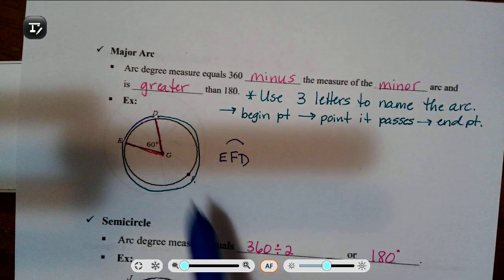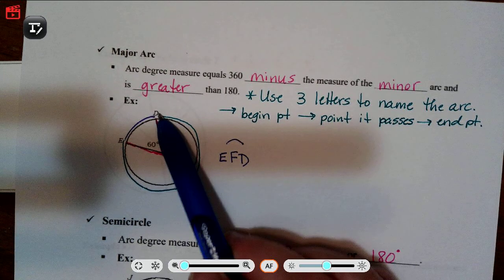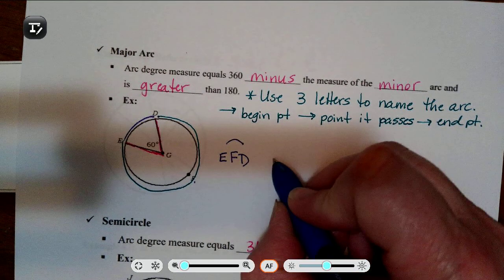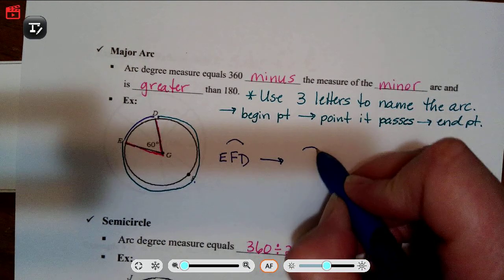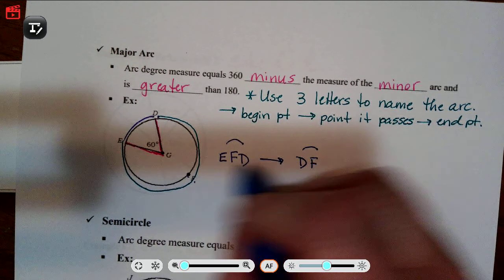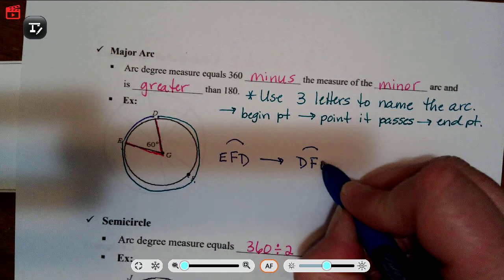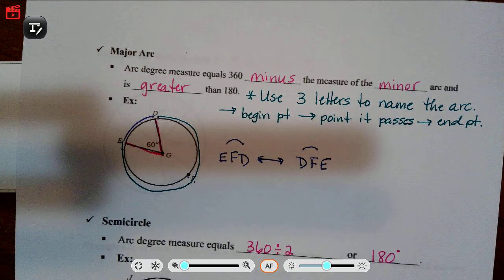Okay, so I'm using the 3 letters. Where did I begin? What point did I pass through? And where did I end? Now I could very easily also call this start at D, pass through F, and end at E. Either one of these would be fine. They're really one and the same.